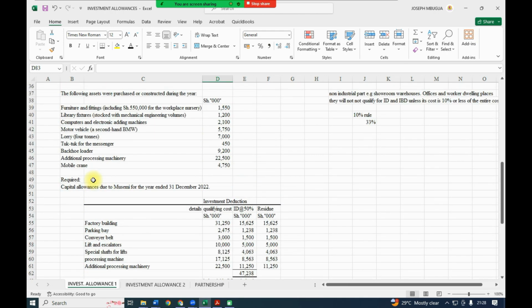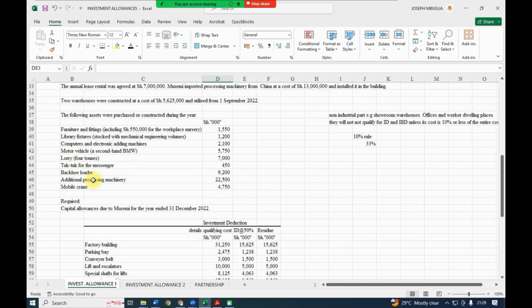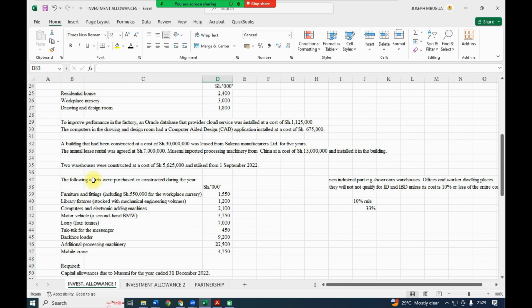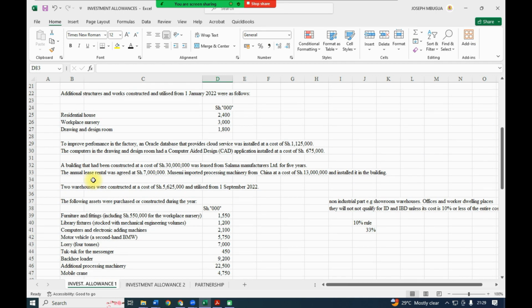I think we're done with that. Backhoe, tuk-tuk, lorry, motor vehicle, second-hand computer and electronics, library, fixtures, and furniture. So the only thing that we have not dealt with is the building here. A building that had been constructed at a cost of 30 was leased from Salama Manufacturer for 5 years at an annual lease of 7.